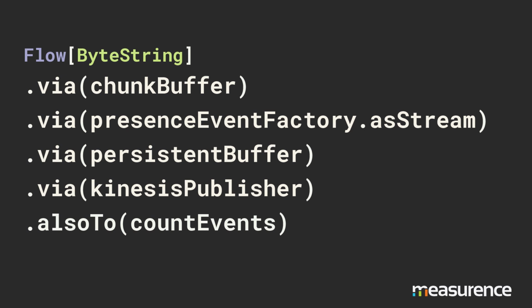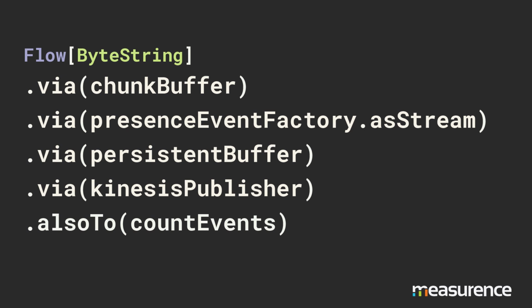The second advantage is typing at compile time. We are forced by the compiler to emit the right kind of events from each of these stages, while with actors you can send anything, and so you might get unexpected errors when you run your code.